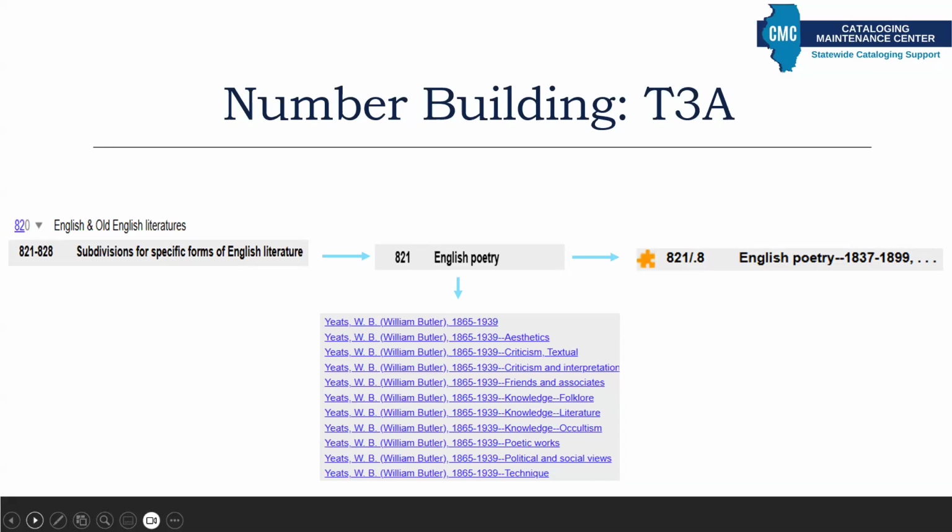821 is listed as the section for poetry. When we go to 821, this section is broken down by time period. We know, thanks to some double checking on my part, that Yeats first published works in the 1880s. This time period is listed as the Victorian period under the subdivision 8. So overall, Yeats's poetry would be classified at 821.8.